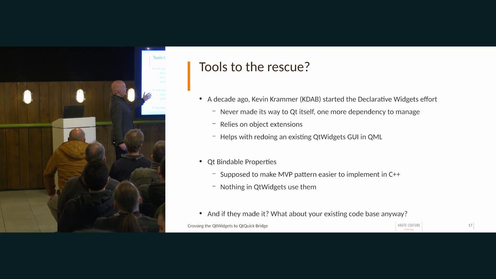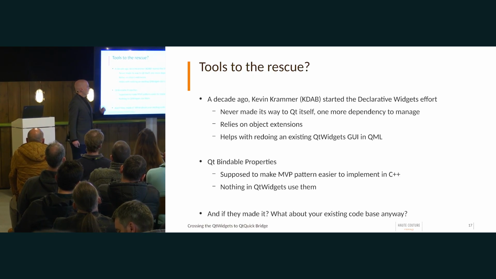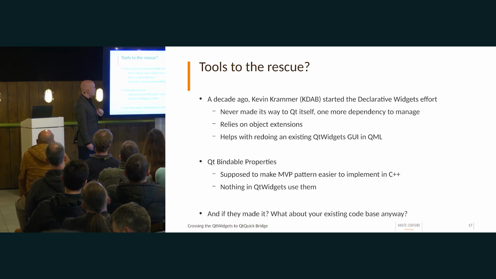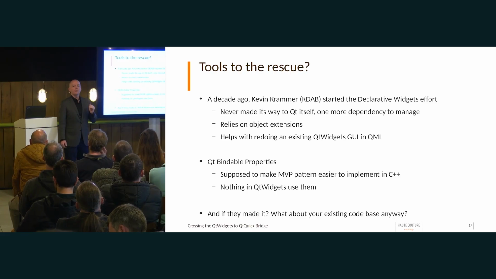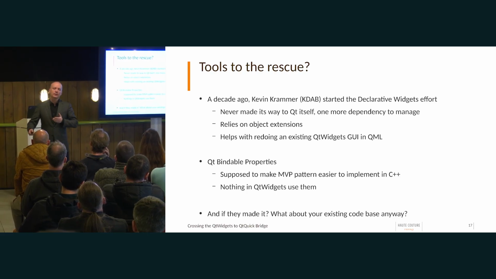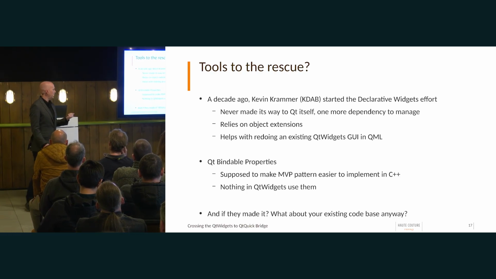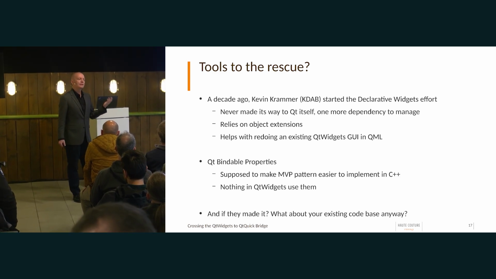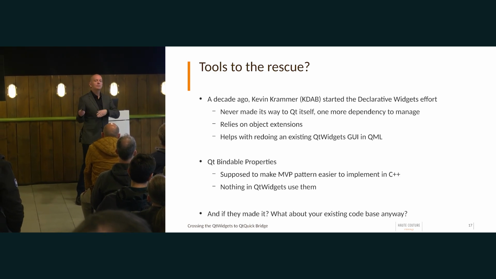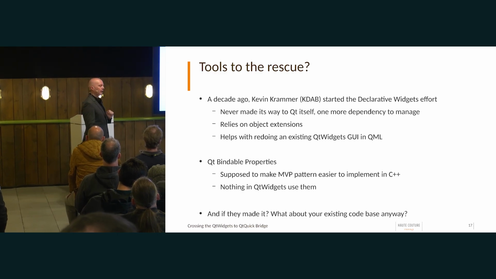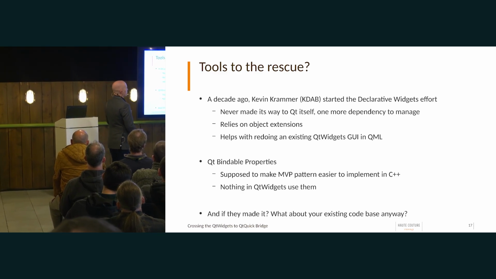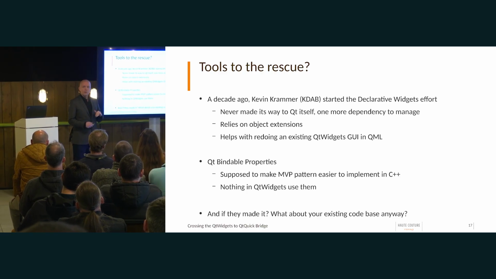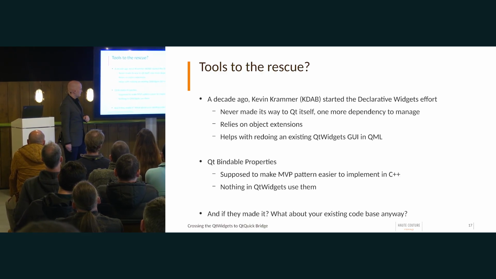Now there's another, more recent effort, which is the Qt bindable properties, which have been introduced on the C++ side, because this way we get property bindings also for C++. So that could be a way to help as well. That's supposed to make the MVP pattern easier to implement, but on the C++ side without even thinking about QML. So we could try to do that with your Qt widgets. The problem is that no widgets actually use this.